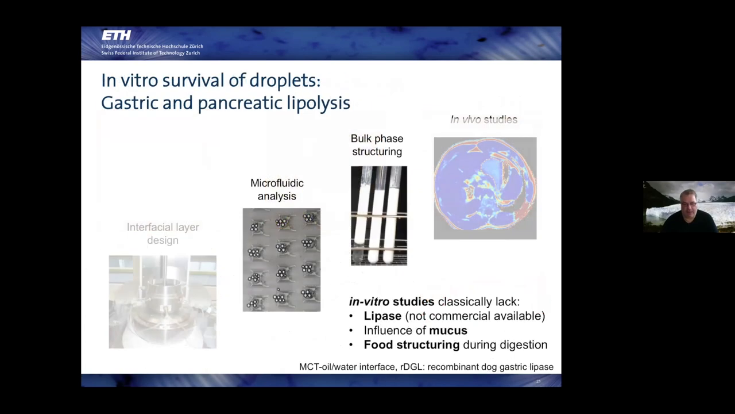Okay, and now the question, does that stuff really help us to survive with the droplet in the gastric environment and the intestine environment? What we have done here in the first step are in vitro studies. We used lipases, we also used mucus, and we looked into the structuring of the food during the digestion. That was done with an emulsion system that was MCT, so medium chain triglyceride, in water systems, and we also used recombinant gastric lipases for this experiment.